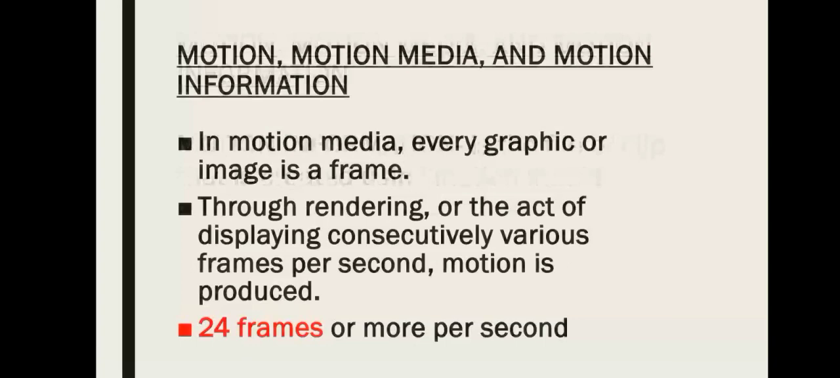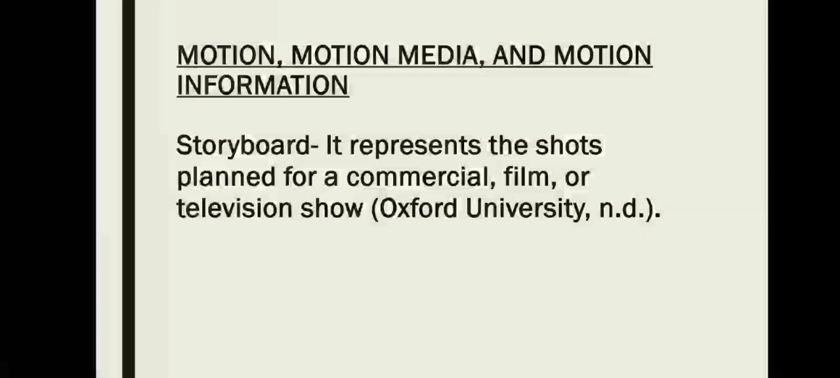In motion media, every graphic or image is a frame. Through rendering, or the act of displaying consecutively various frames per second, motion is produced. For one to have a smooth animation, one must have 24 frames or more per second. This series of frames or graphics follows a sequence to create a story or a message. This sequence is called a storyboard. A storyboard represents the shots planned for a commercial, film, or television show.